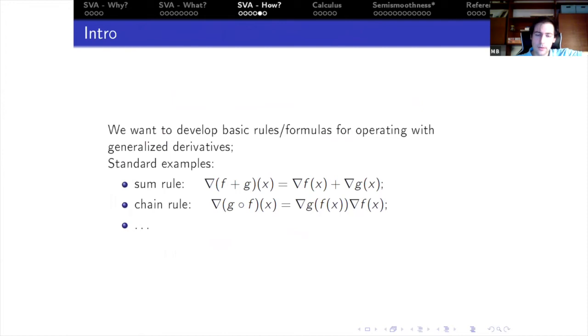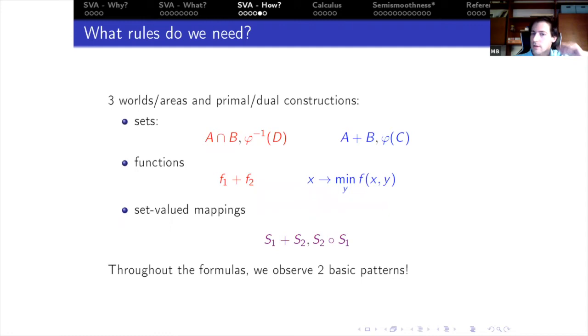And then we go briefly to calculus. Just as in the standard case, we need some rules, chain rule, and so on. What do we need here? What are we interested in? And again, we have these three worlds. So we have sets, we have functions and set-valued mappings. Plus, we have primal constructions and dual constructions. So it's quite a lot of things, and plenty of things we can consider.